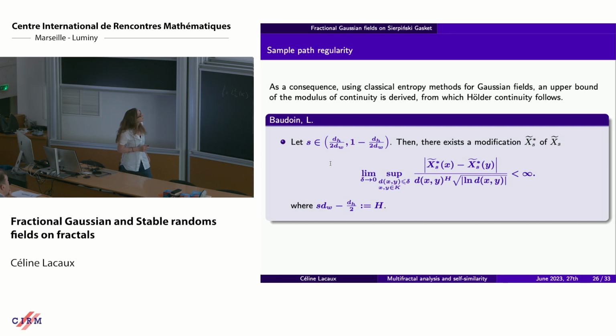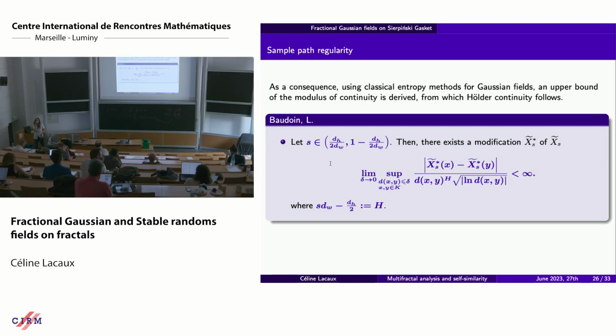So what you obtain using the classical entropy method is an upper bound of your modulus of continuity. That's exactly the same, except that H now is the S, this parameter, that's the one I stated before for fractional Gaussian motion. Okay? So up to changing X tilde a little, you know that X tilde satisfies this, and from this, you obtain, of course, that your sample paths are locally Hölder of order gamma as soon as gamma is strictly less than H. Okay?